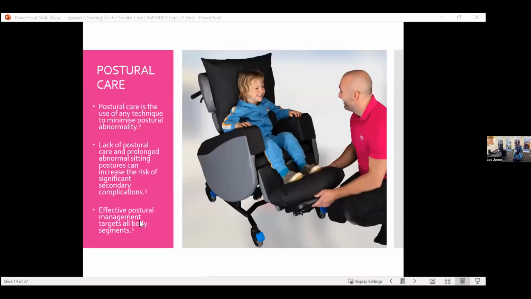Postural care, again, underpinning our design process. Postural care is the use of any technique to minimize the risk of postural abnormality. The technique we're using here today is specialist seating. It's been linked to the individual's ability to meet those seating objectives. The lack of postural care may lead to abnormal or prolonged destructive seating postures. These can increase the risk of secondary complications such as pain and postural deterioration. To provide effective postural care, we must target all the body from head to toe.